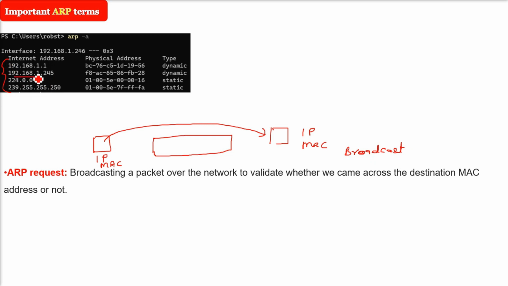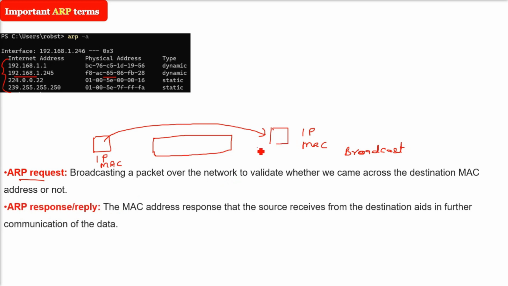But before sending the ARP, we need to check in our cache whether we already have the mapping of this IP, that is, whether we already have the MAC or not. Otherwise, why would we flood or congest the network?